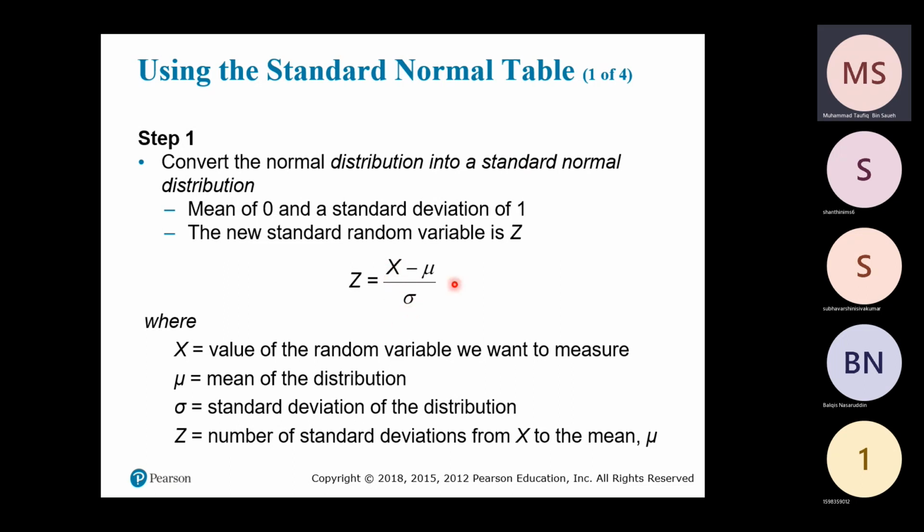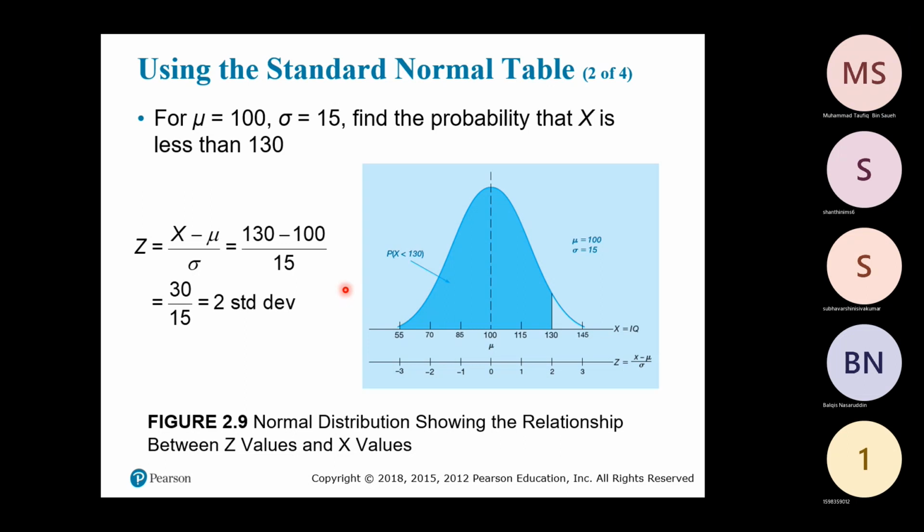Once you have all these numbers, then you can calculate the Z number. We call it the Z number. So you can calculate Z. That is the first step: you find out the value of Z. So this is an example.